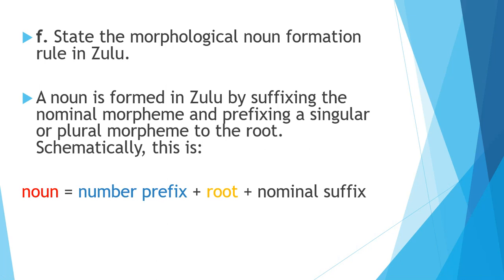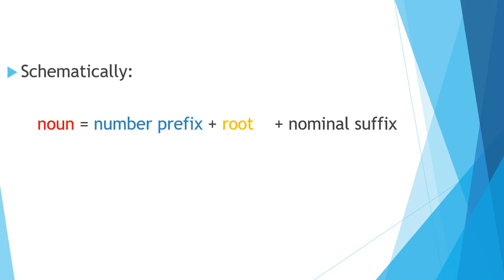Now, let's see it using some examples. Schematically, we have these examples. Let's see the first example. We have the noun Unfani. You know that Unfani in Zulu means boy, right? Boy in singular, because the prefix is what we use in Zulu to indicate singular, plus the root fan, plus the nominal suffix I. So this is the way we form nouns in Zulu language.